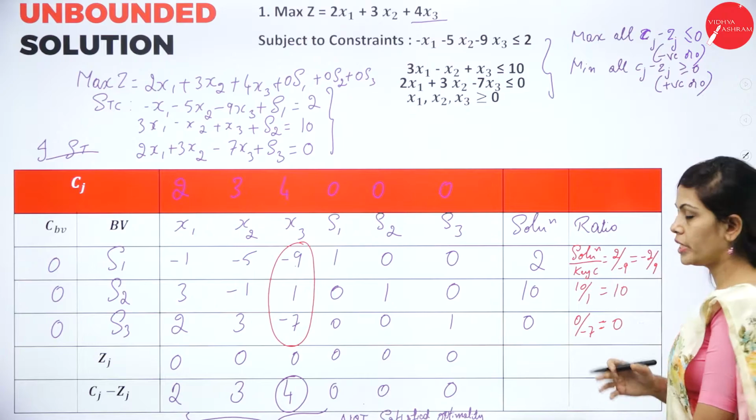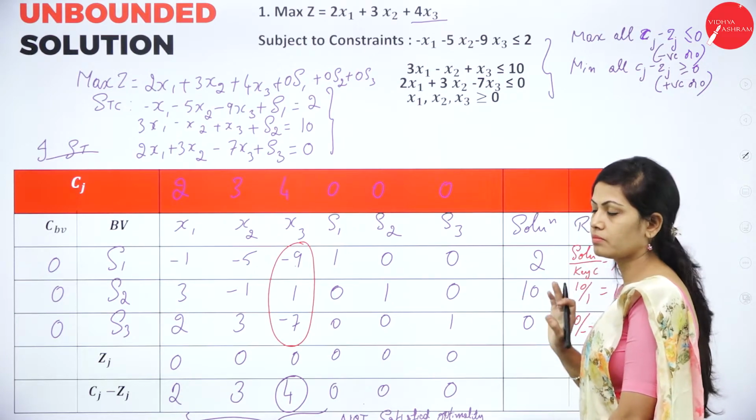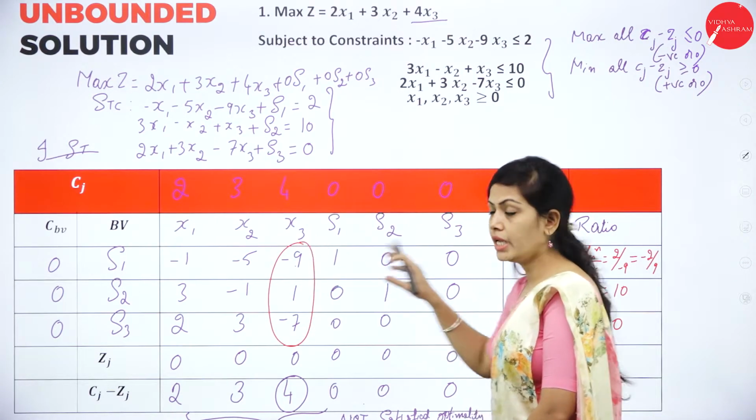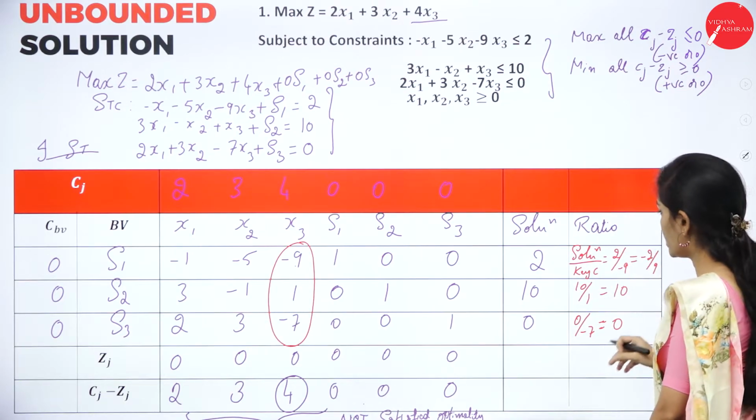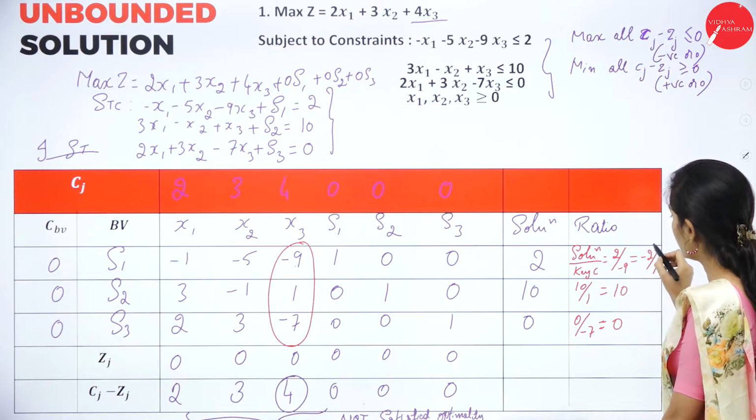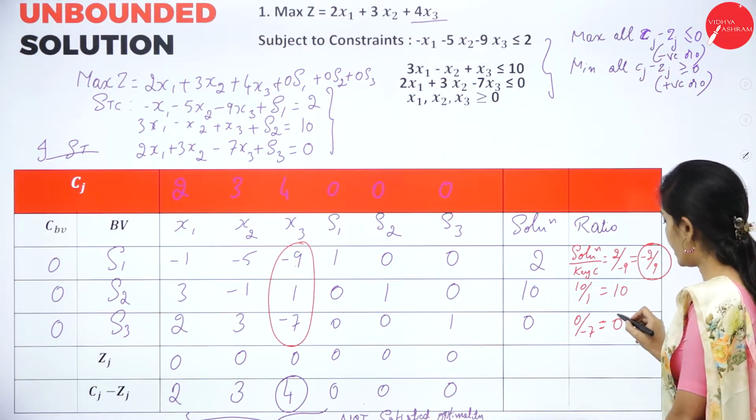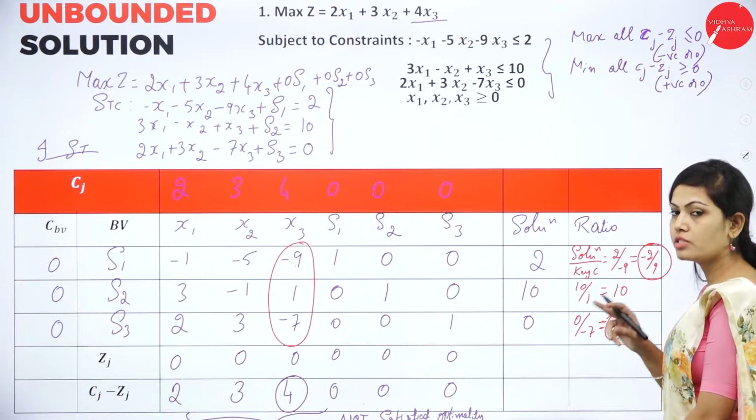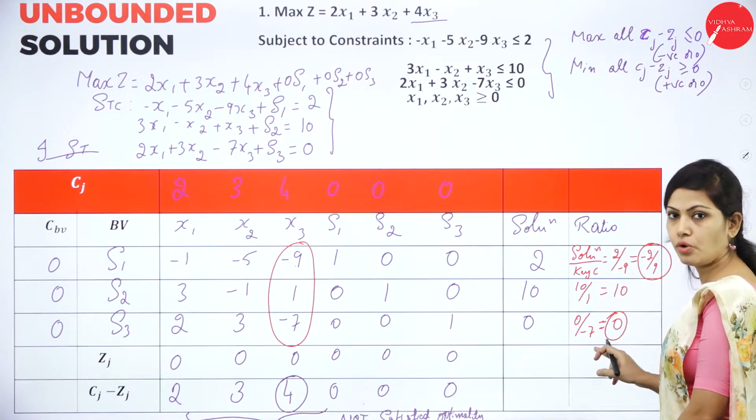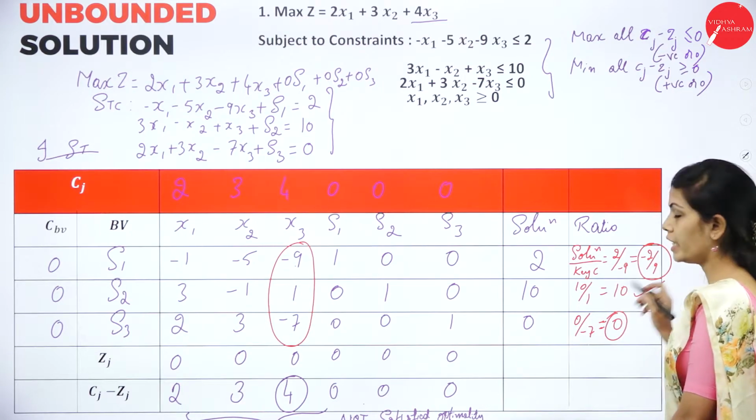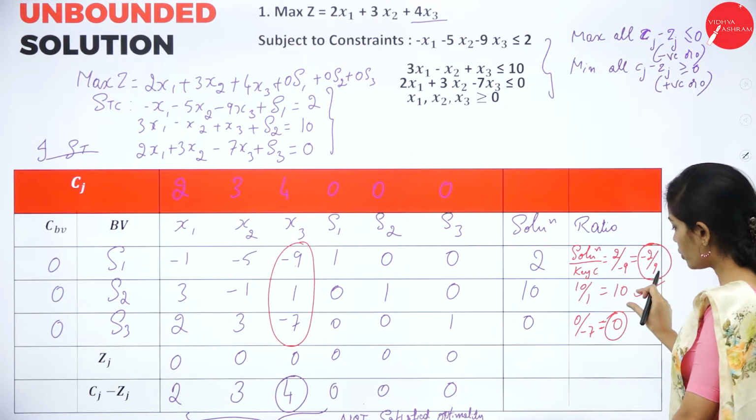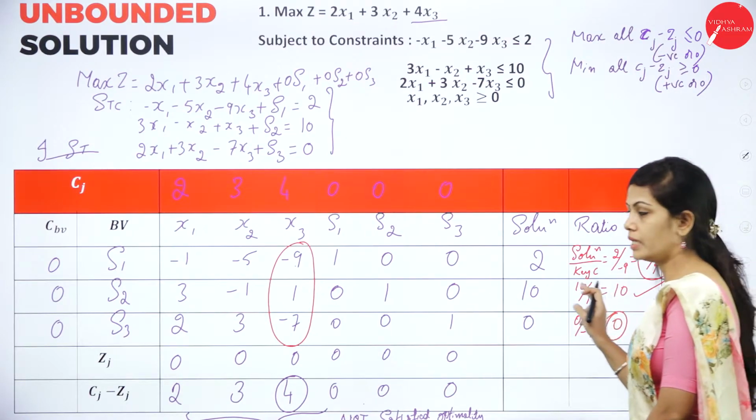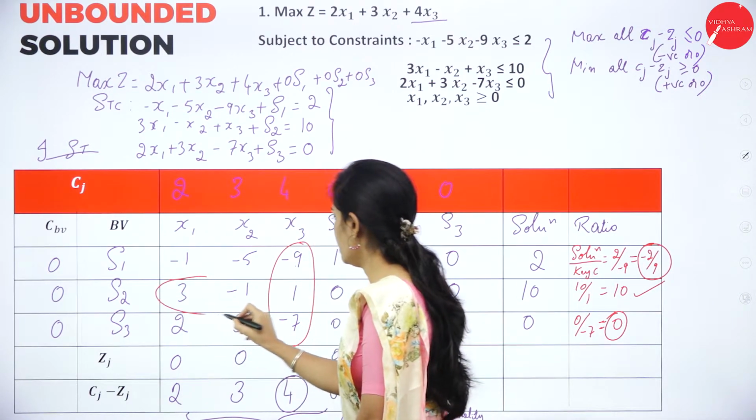So now you can find out the key row. Already we have the key column, x3. How to find the key row? You just check the ratios. Here I have a negative symbol and here I have 0. For finding the key row, you are not supposed to select the negative value or 0 or infinity value. You have to select only the least positive value. We have only one positive value, so I will select this 10. This comes under S2. So this is my key row.